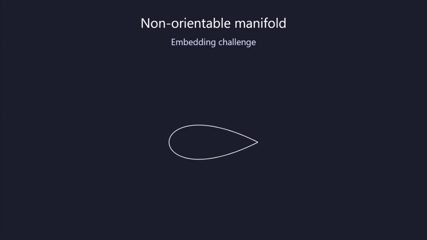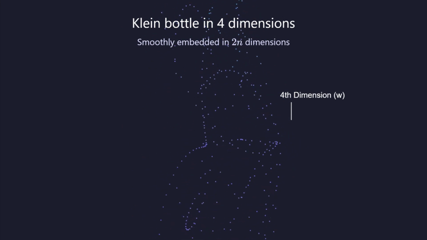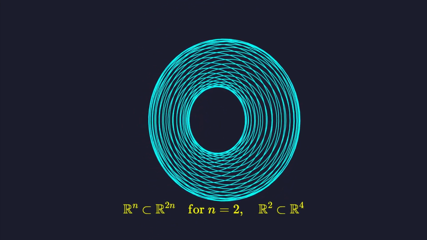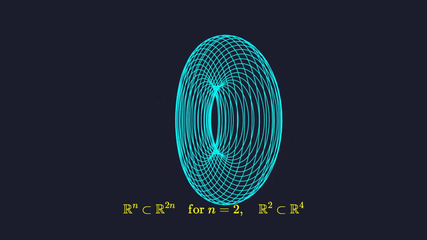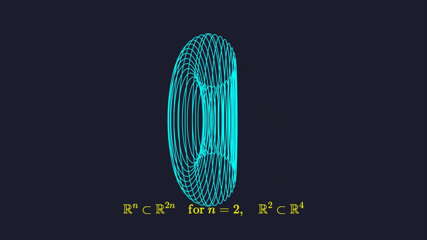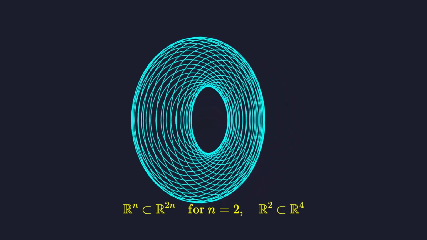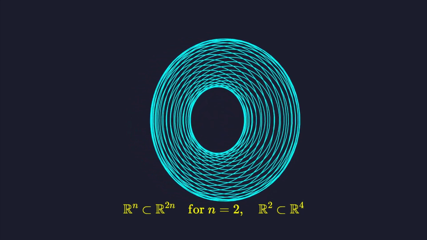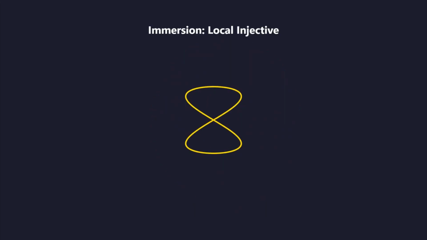An n-dimensional non-orientable manifold generally requires 2 n-dimensions to embed smoothly without self-intersection, placing the 2-dimensional Klein bottle firmly in 4-dimensional space. The Whitney embedding theorem states that any smooth n-dimensional manifold can be smoothly embedded in a 2 n-dimensional Euclidean space, guaranteeing that 4 dimensions suffice for our surface.